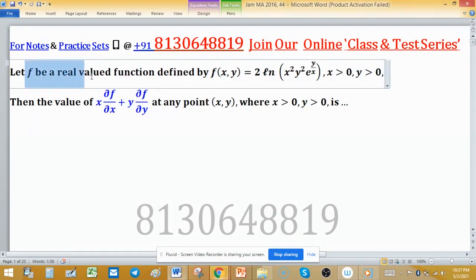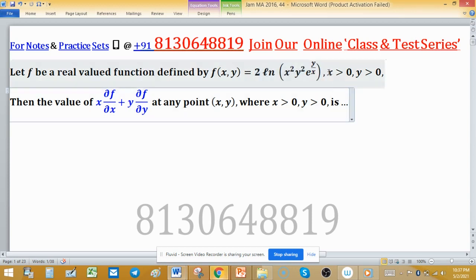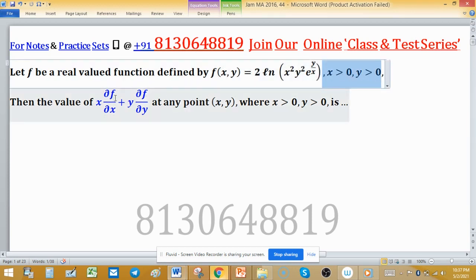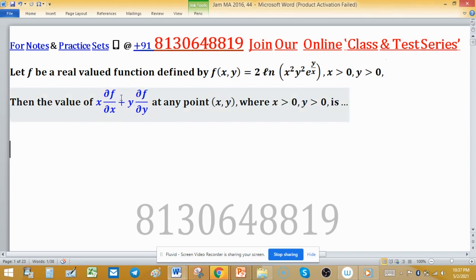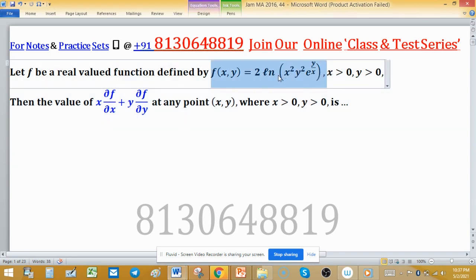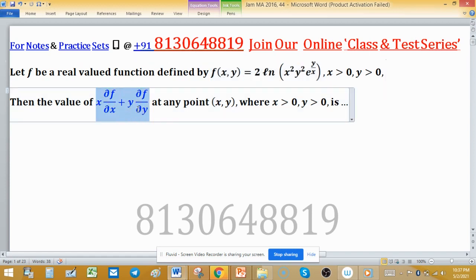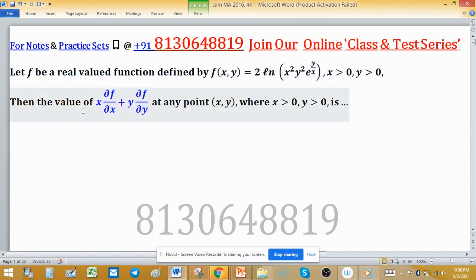Let f be a real valued function defined by f of x y equal to 2 log of x square y square e raised to the power y upon x, and x y are positive. Then the value of x times the partial derivative of f with respect to x plus y times the partial derivative of f with respect to y at any point x y where x y are positive is. So first, the simple method: you can take the partial derivative of this function with respect to x and y and directly put the values in this expression and you will get the answer.